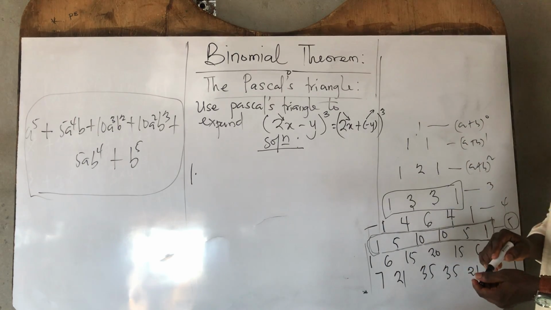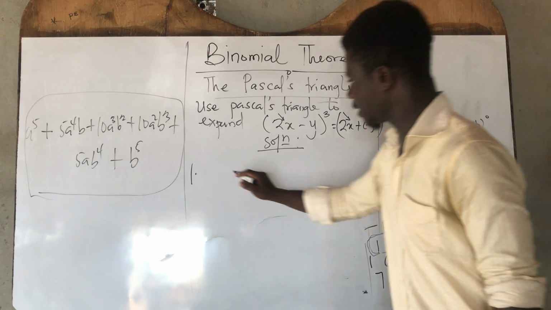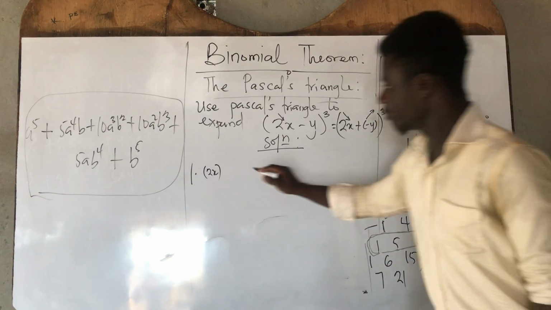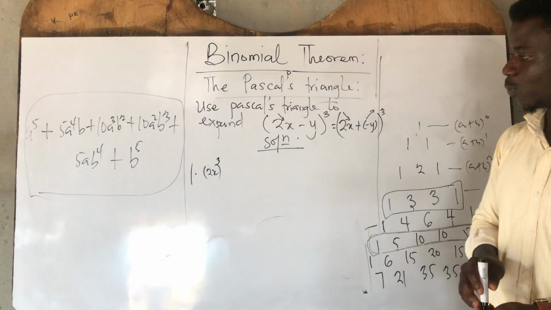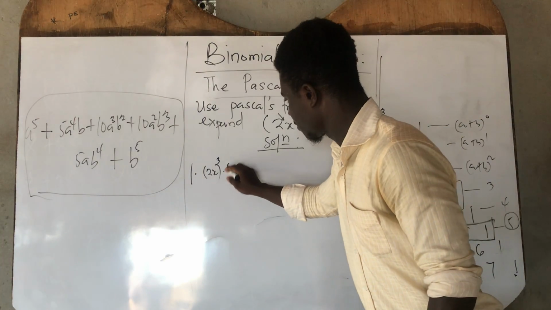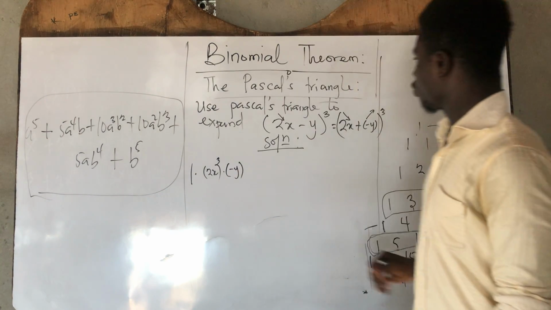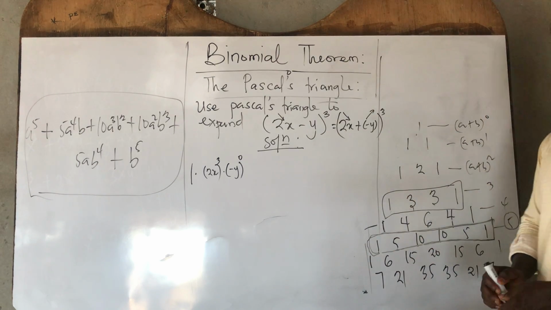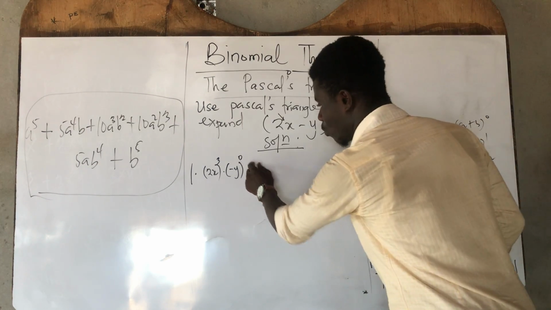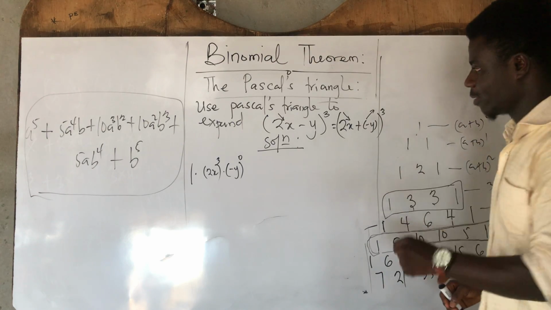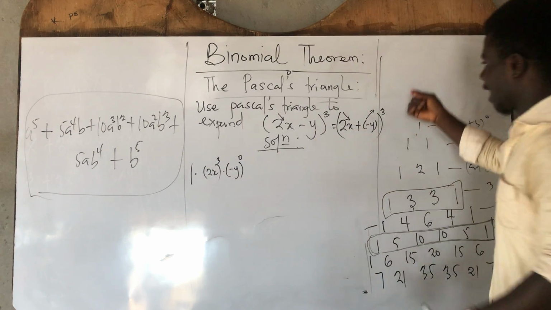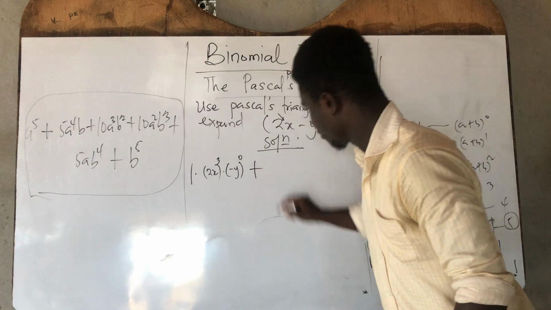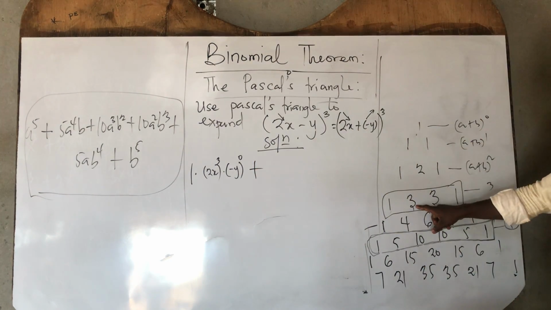Will be increasing. So we'll start with 2x, 2x all to the power 3. That's the highest exponent. Then times minus y to the power 0, because it is increasing. And when it is increasing, it will start from the smallest power. But if it is decreasing, it will start from the highest power. Then plus, we move to the next coefficient.